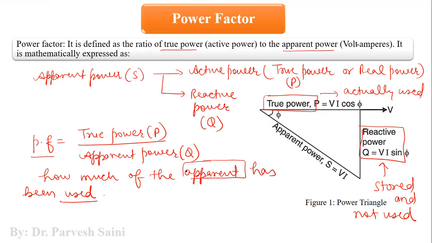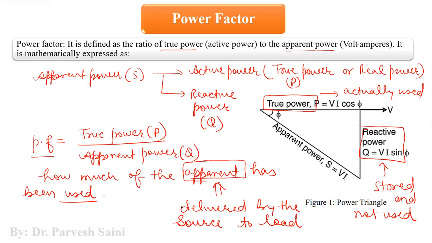Now, what is the apparent power? Apparent power is the power delivered by the source to the load. So that means the source delivers the power to the load so that the load can use that power, but the load does not use 100% of the apparent power. Load does not use 100% of S. What is S? S is the apparent power. So that means power factor is that component of AC systems which gives us an understanding that if a source is delivering some power to the load, the load is using a part of that source power.